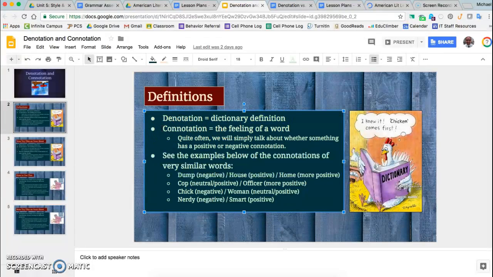And then connotation is the feeling of a word. So usually what we talk about is whether or not something has a positive connotation, like it sounds like a good thing, or a negative connotation, like it sounds like a bad thing.